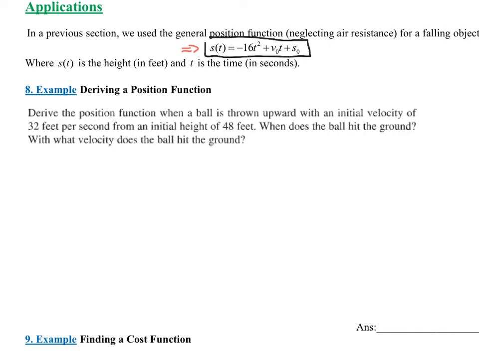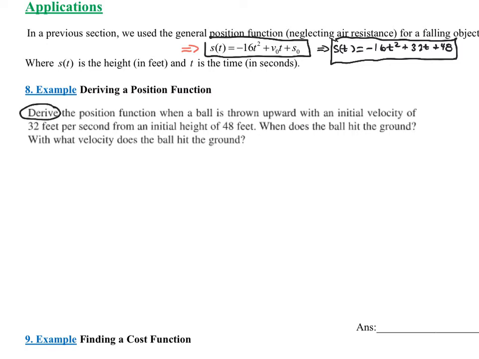It says the initial velocity was 32 feet per second upward, so that means the velocity is positive, with an initial height of 48 feet. So what we should have is s of t equals negative 16t squared plus our initial velocity, which is positive because we threw it upwards, 32 feet per second, so I should get a 32t, and then plus our initial position, which is plus 48 feet. So this should be our answer to the problem, negative 16t squared plus 32t plus 48. That should be our answer, but I want to derive it from the ground up because that's what it tells us to do.